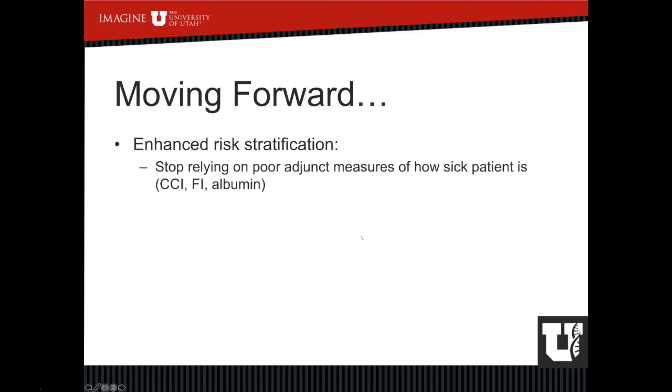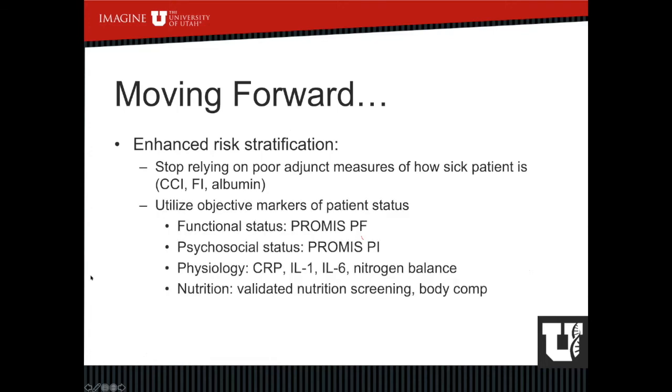So this is part of a bigger aim that I just colloquially call enhanced risk stratification. So one, we need to stop relying on poor adjunct measures of how sick a patient is, which is really what we're doing if we just tabulate how many comorbidities they have and then translate that number into a risk factor. We need to utilize better objective markers of a patient's status.